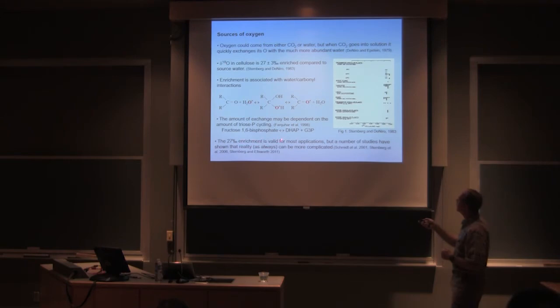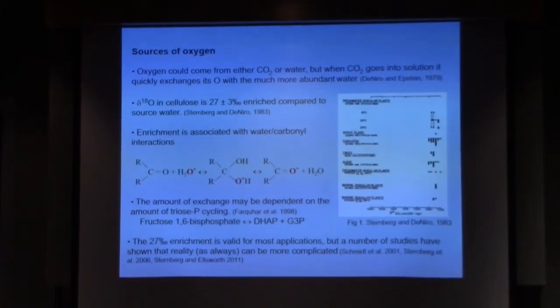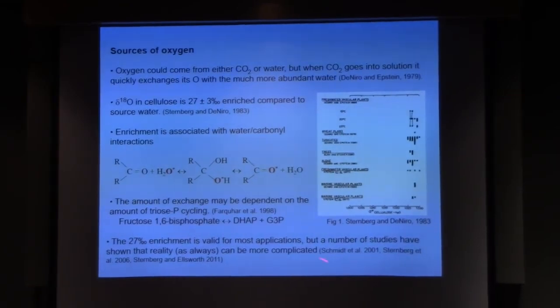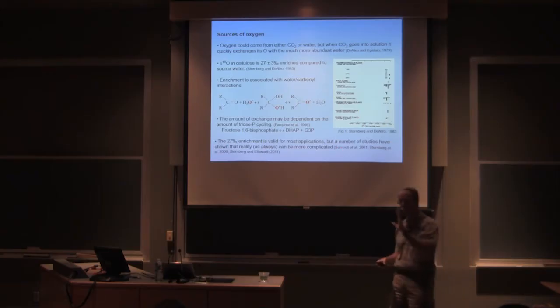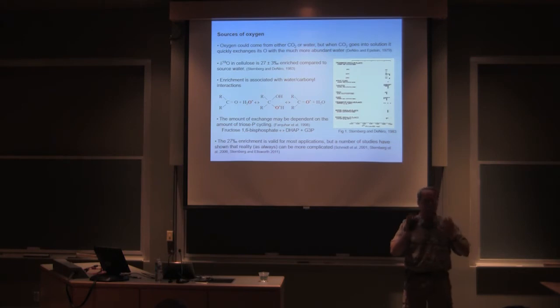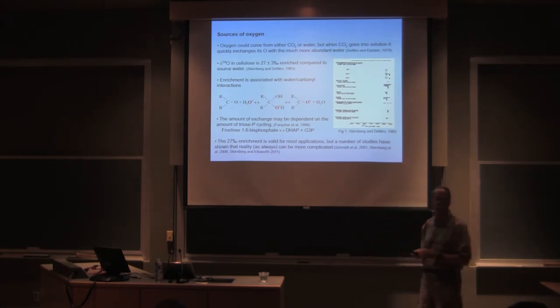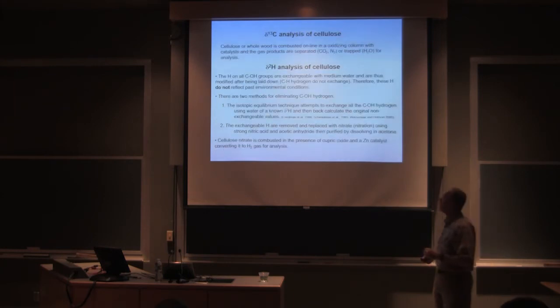This 27 per mil enrichment is valid and it's useful. But be careful whenever you say something's exactly 27 per mil. There's variation in it, and there can be some complications, especially when you get to very cold temperatures. But generally we use the 27 per mil almost all the time. Okay? How do we analyze this?